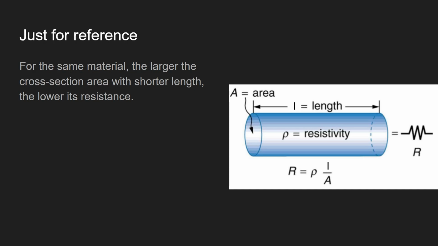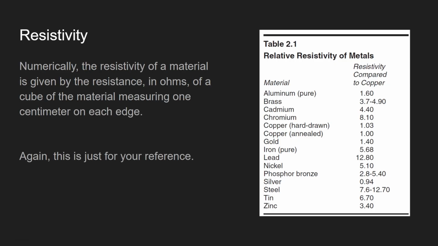For the same material, like copper, all coppers, let's make it simple. All coppers have the same resistivity, okay? Make it simple first. So for the same piece of copper, the longer the copper wire and the thinner the wire, the higher the resulting resistance. The syllabus asked me to talk about it, but I don't think they will ask you in your exam.